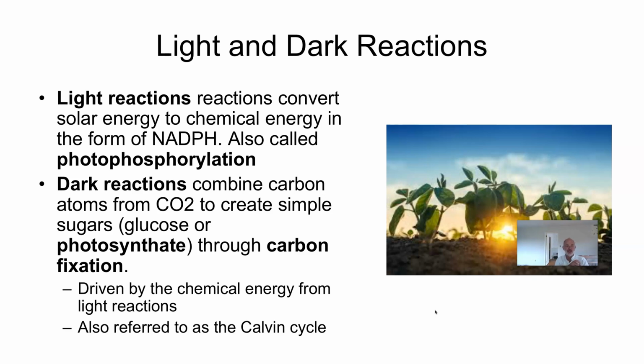The dark reactions is where carbon comes in. So dark reactions combine carbon atoms from carbon dioxide to create simple sugars, glucose or photosynthate, through carbon fixation. If you can imagine, this is the process that peels off the carbon from carbon dioxide and combines it with part of the oxygen and hydrogen from water, and it's going to turn it into sugars, right? So it's going to change its form. But this is important because this is the carbon fixation part.